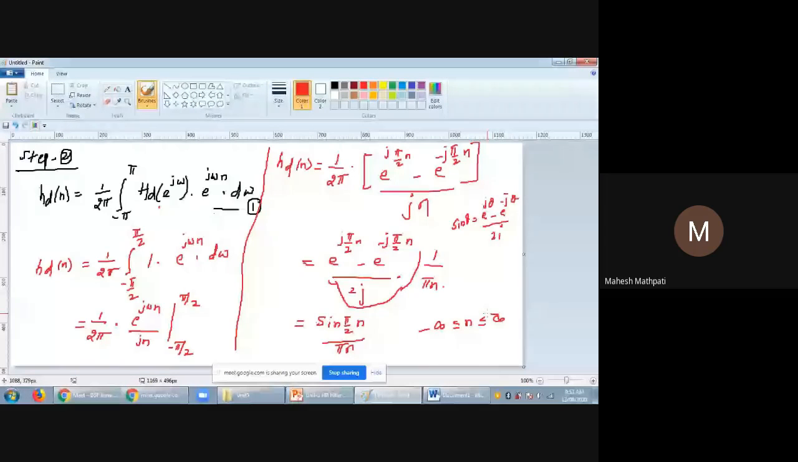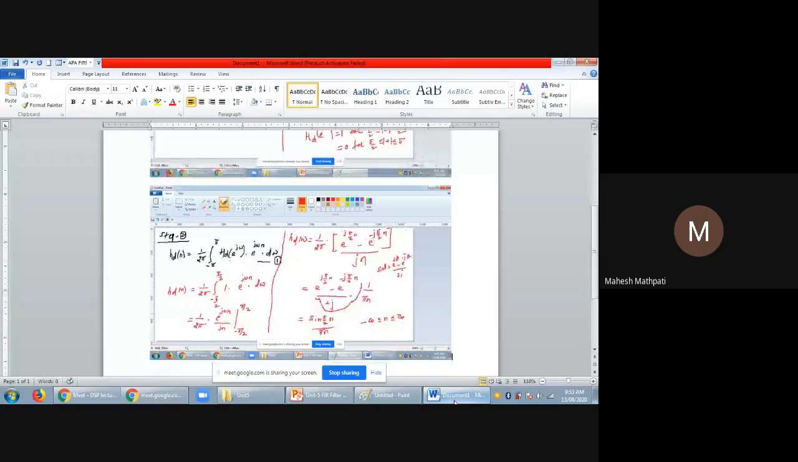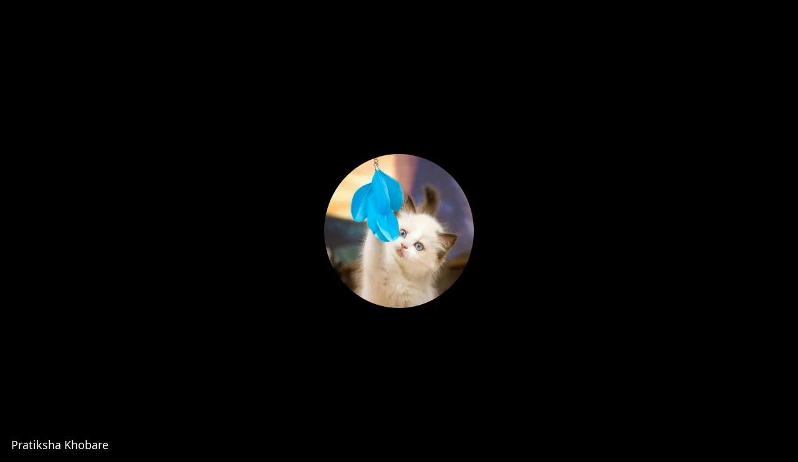Any difficulty here? No, sir. I have only done integration and substituted the values. Okay, so let's move to the next part. Can I move to the third step? Yes, sir.